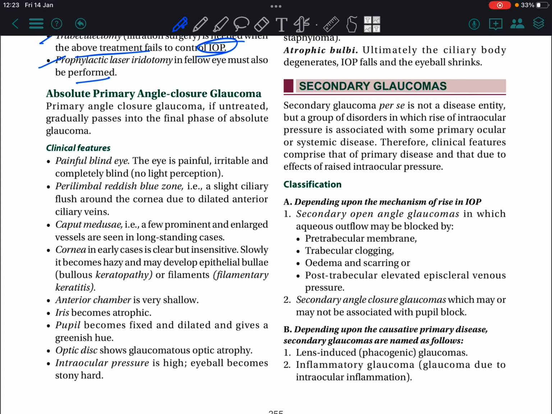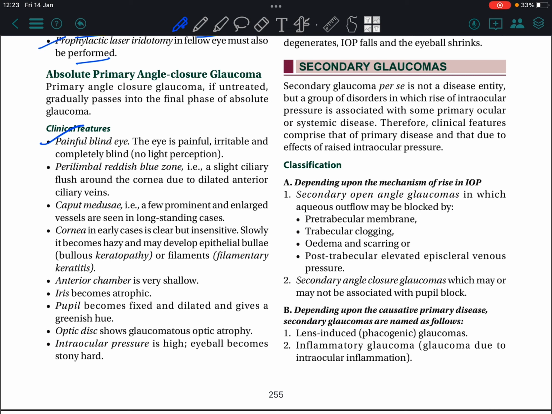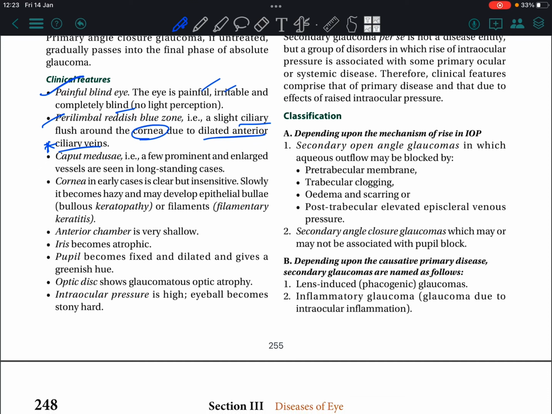Absolute primary angle closure glaucoma. Clinical feature: painful blind eye. The eye is painful, irritable and completely blind, with no light perception. Perilimbal reddish blue zone: a slight ciliary flush around the cornea due to dilated anterior ciliary veins. Caput medusae: a few prominent large vessels are seen in long-standing cases.